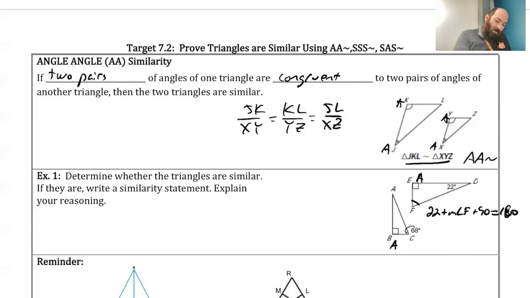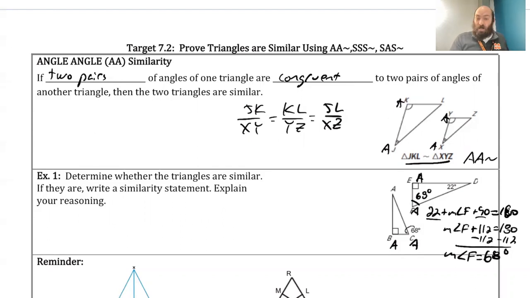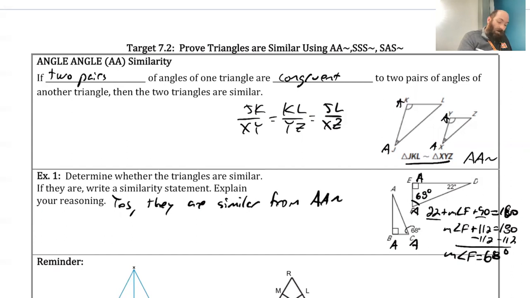So I can subtract that. I'll take 22 and 90, put those together. So the measure of angle F plus 112 equals 180. Subtract that over so that the measure of angle F is equal to 68 degrees. All right. So that means I have a second pair of angles between F and C there. So that means, yes, they are similar from angle-angle similarity.